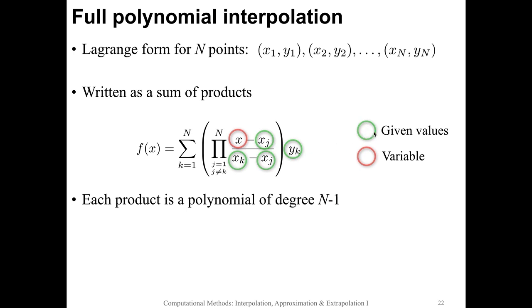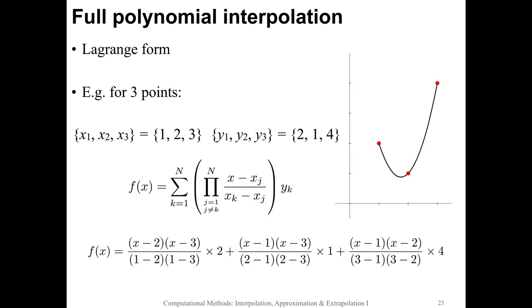Let's just remind ourselves that in green here are the given values that we've been provided by our measurements, and x is our free variable, and when we put in a particular value of our free variable, we can calculate the polynomial. So here's an example now for 3 points, just to make things a little bit simpler. This is the Lagrange form for 3 points.